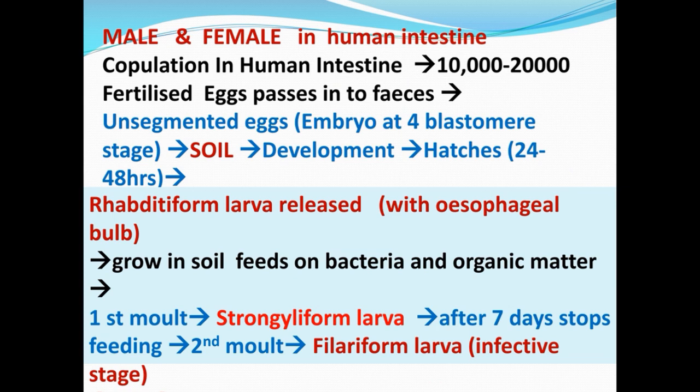Male and female in the human intestine. Copulation occurs in the human intestine. About 10,000 to 20,000 fertilized eggs are passed into the feces. Unsegmented eggs, which are embryos at the 4 blastomere stage, are released into the soil. Further development takes place in the soil and it hatches within 24 to 48 hours. Then rhabditiform larvae are released with an oesophageal bulb. It grows in soil, feeding on bacteria and organic matter.